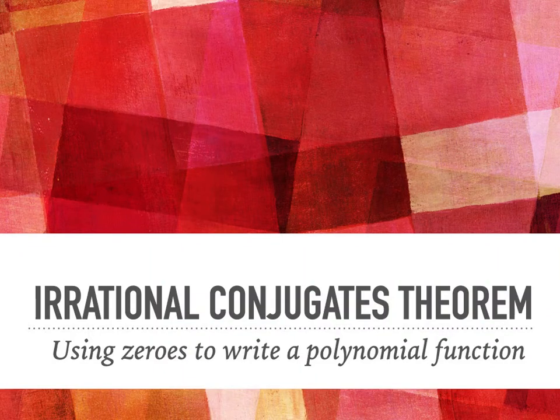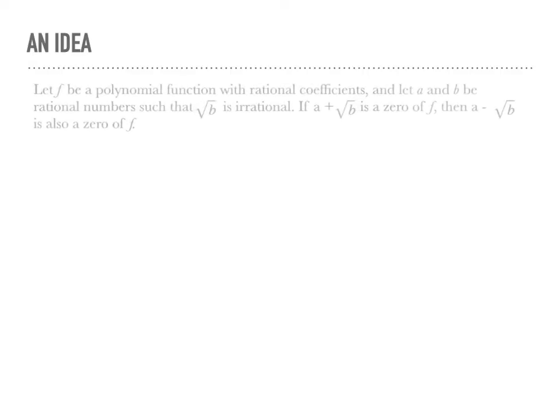Today we'll be discussing the Irrational Conjugates Theorem and how we can use this theorem to help us find zeros to write a polynomial function. As usual, let's start off with an idea.